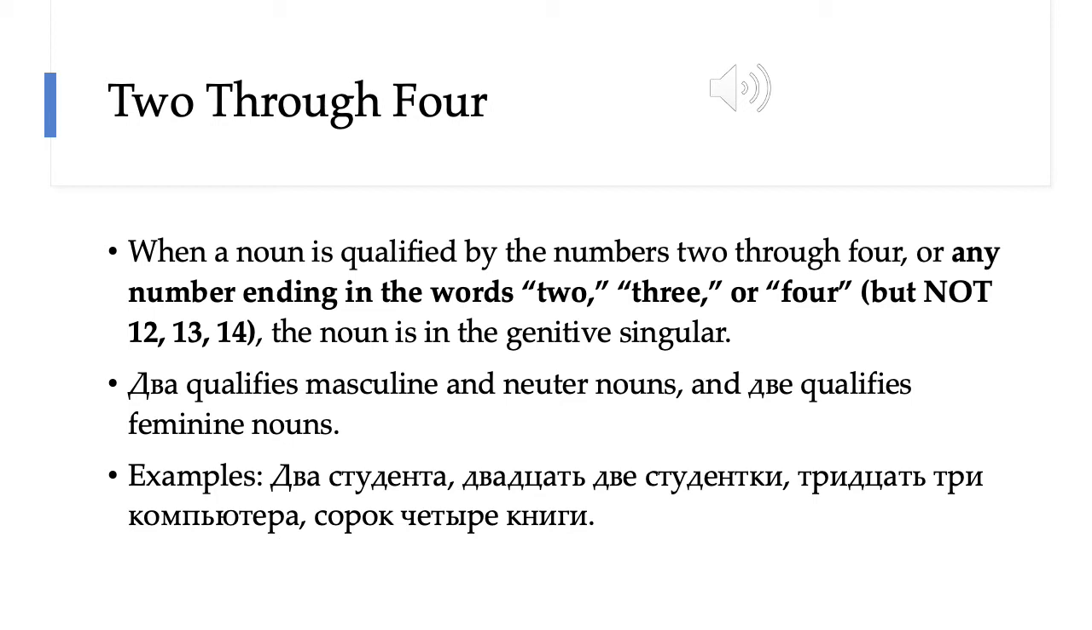And we use два to qualify masculine and neuter nouns, and две to qualify feminine nouns. So some examples would be два студента, 2 male students. 22 студентки, 22 female students. 33 компьютера, 33 computers. 44 книги, 44 books.